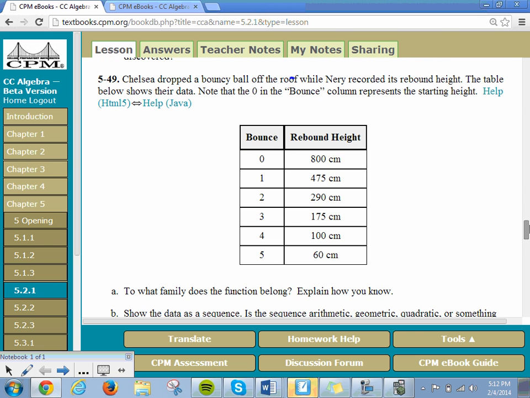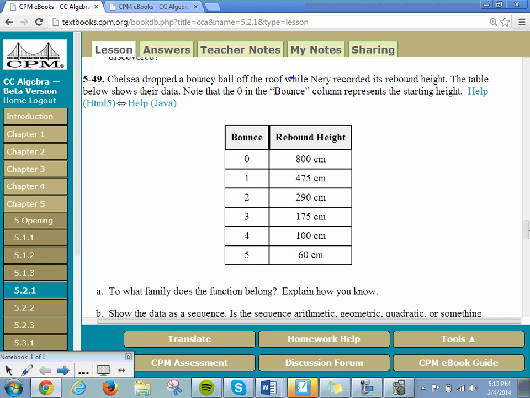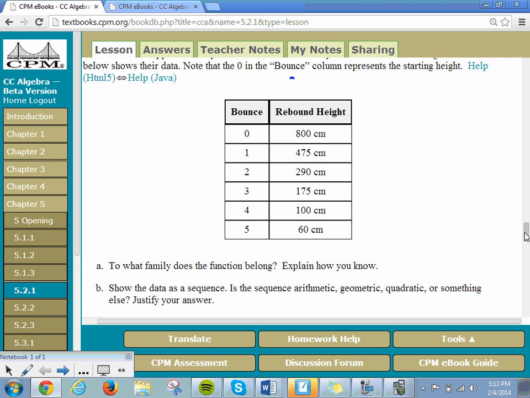All right. So then I'm going to jump down to 49. It says that Chelsea dropped a bouncy ball off the roof while Nuri recorded its rebound height. The table below shows the data. Note that 0 in the bounce column represents the starting height. So, what family does the function belong to? Well, for this one, maybe we want to graph it and see what it's going to look like and explain how you know. So we don't have an equation for it. All we have is the data.